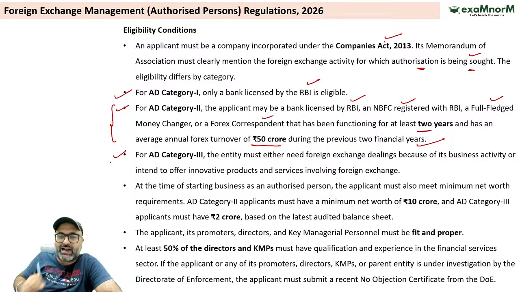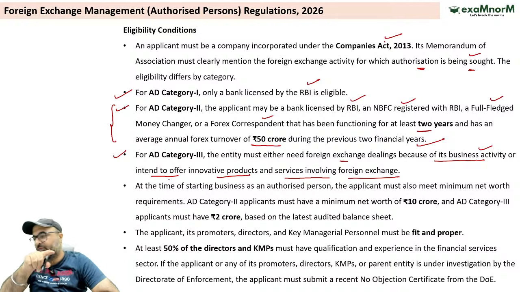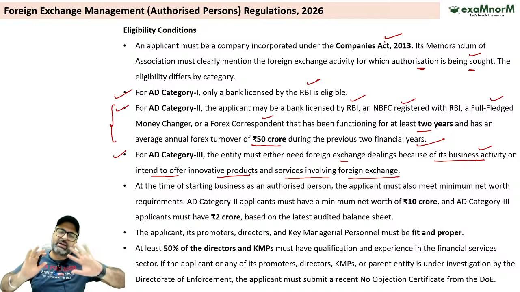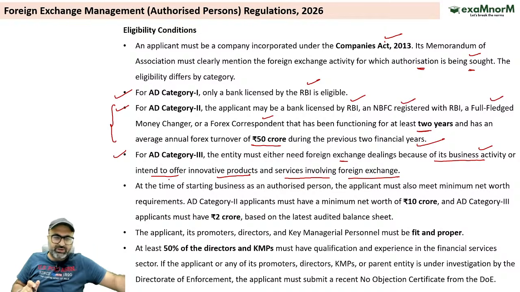Who can apply for category 3? The entity must either need foreign exchange dealing because of its own business activity or intend to offer innovative products and services involving foreign exchange. भैया आप तब आओ कैटेगरी 3 में जब आपको ये फॉरेन एक्सचेंज एक्टिविटी करनी है अपने बिजनेस के लिए, और अगर आपको ये एक्टिविटी अपने बिजनेस के लिए नहीं करनी, then you should be coming up with any innovative project, then only come under category 3, otherwise you are not allowed.